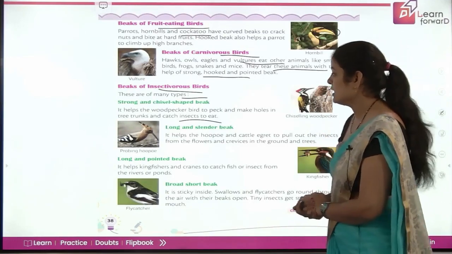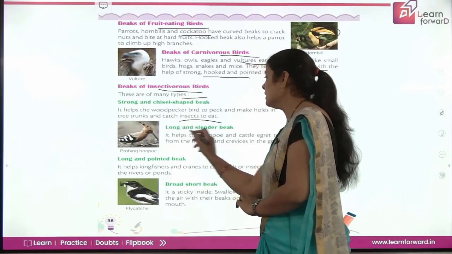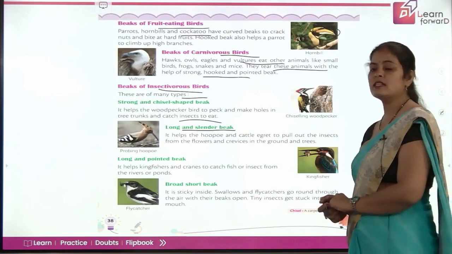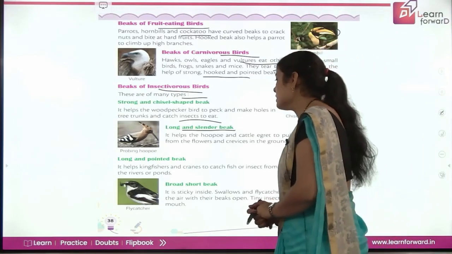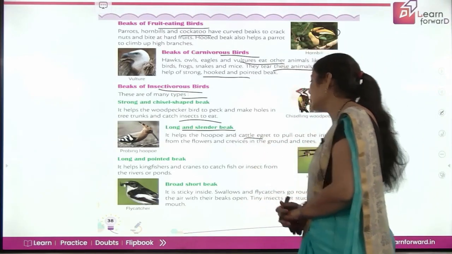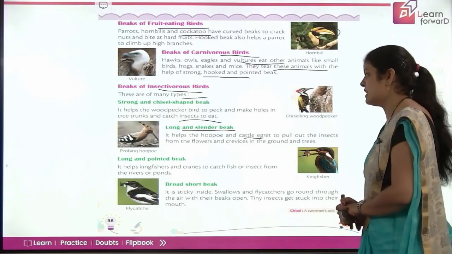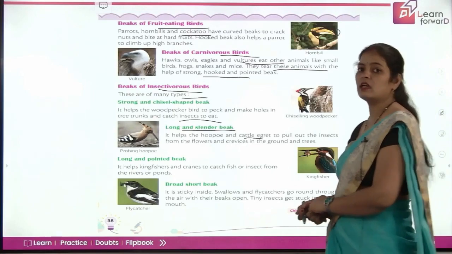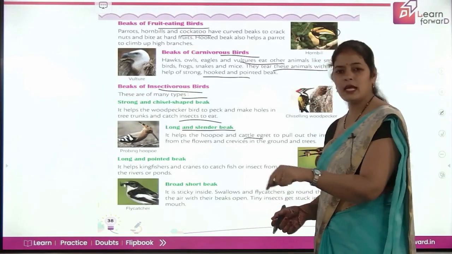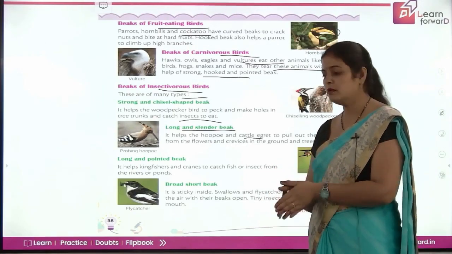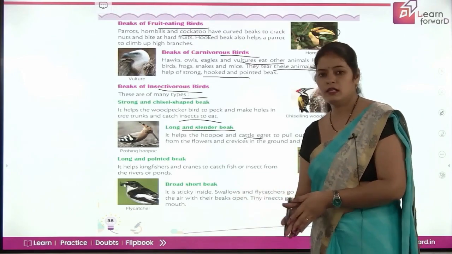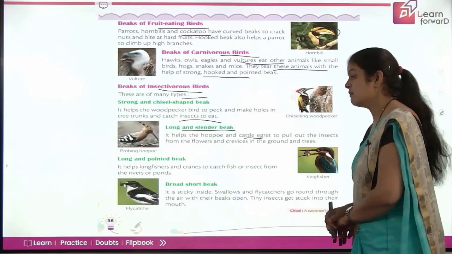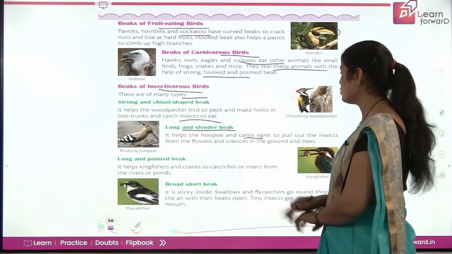Now next is the probing hoopoe. This has a long and slender beak. It helps the hoopoe and cattle egret to pull out the insects from the flowers and crevices in the ground and trees. Crevices in the ground means the small gaps that might be present in the soil. These are called crevices of the soil or in the ground.